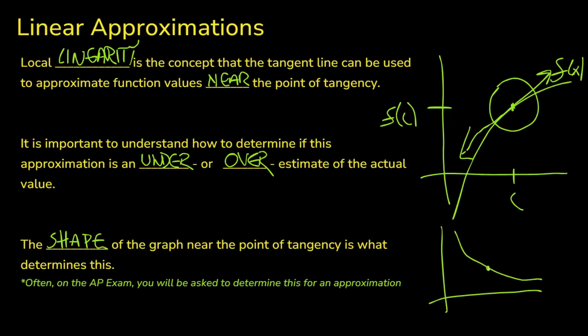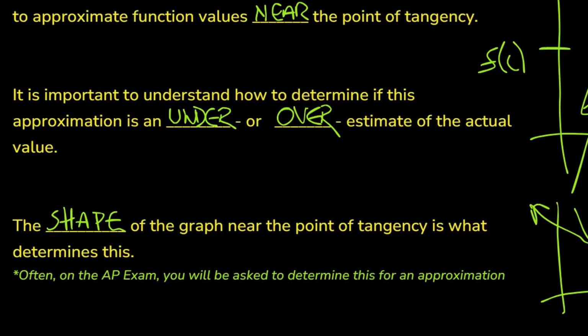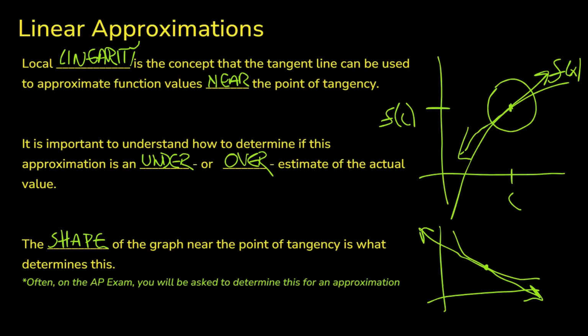If we had a function that was concave up, meaning it's curved upwards, the tangent line is going to ride underneath the curve and it's going to give underestimates. Often on the AP exam, you'll be asked to determine this for an approximation. But be careful, don't confuse the concavity with increasing or decreasing.